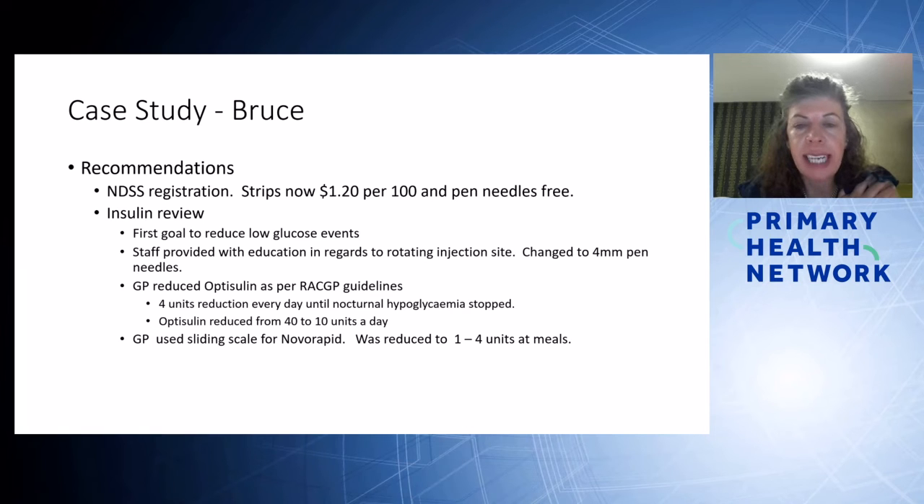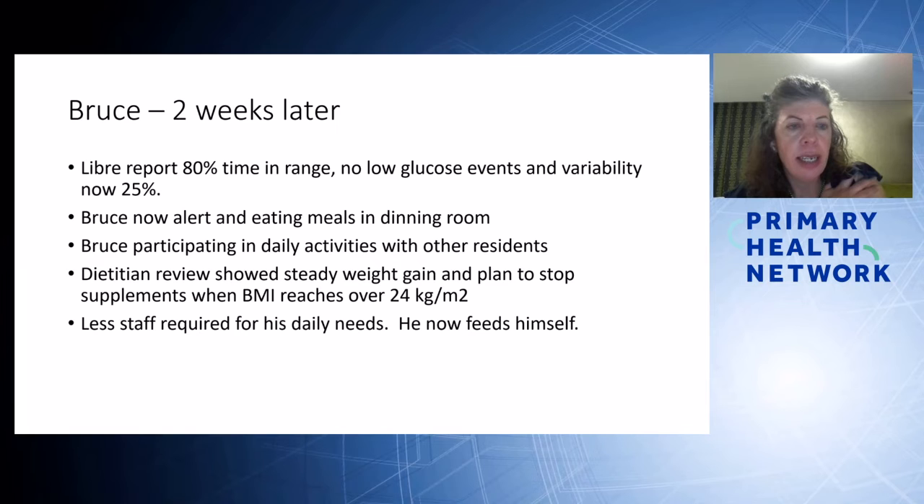So he was having 10 units of Nova Rapid for breakfast, lunch and dinner, and now it's only between 1 and 4 units at meals. A bit longer, 2 weeks later, the Freestyle Libre now shows that the last week he was 80% time in range, no low glucose events, and variability was now 25%. So a lot tighter BGL range than before.